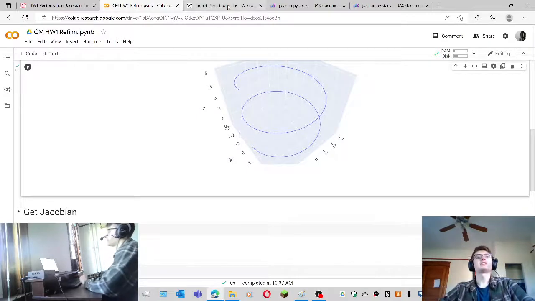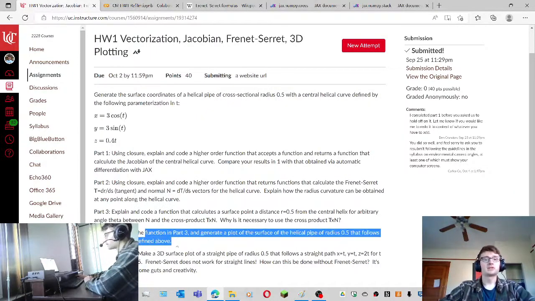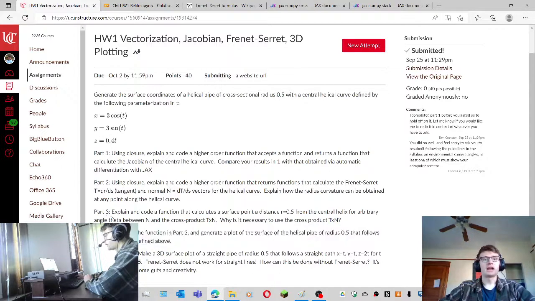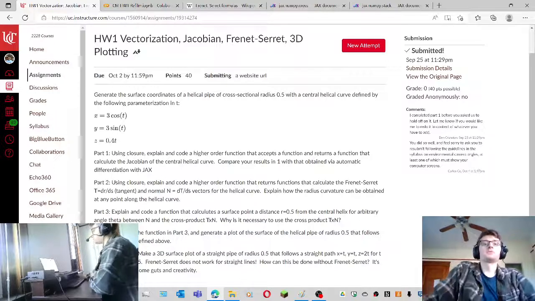And so that's what I'm going to get into in the next video. I'm going to do part 4, vectorize the function, and generate a plot of the surface points around the helical curve. So with that, I have finished up part 3. I explained and encoded a function to calculate the surface point at just a single point. And next time I'm going to turn that into a full array.